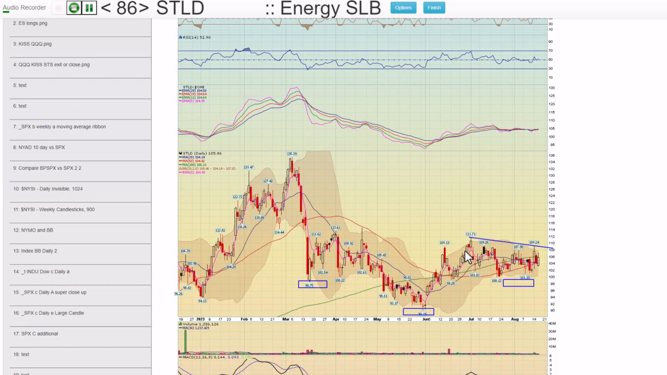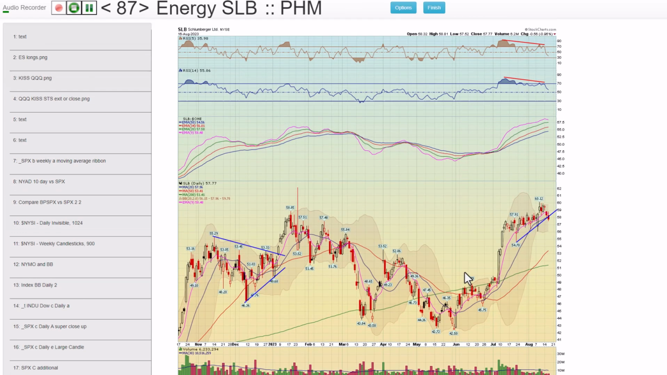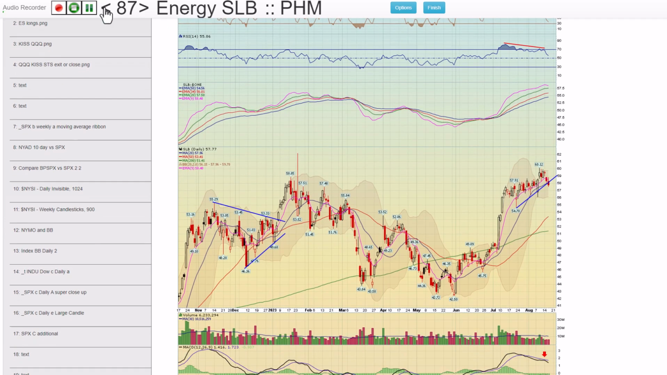Chart 86, STLD. I showed this on Monday, this inverse head and shoulders. It's still valid, guys. It's chopping around. Next, chart 87, SLB. Steve, it's Schlumberger, an energy stock. Steve showed it as a short last night, trying to trigger here a little bit.